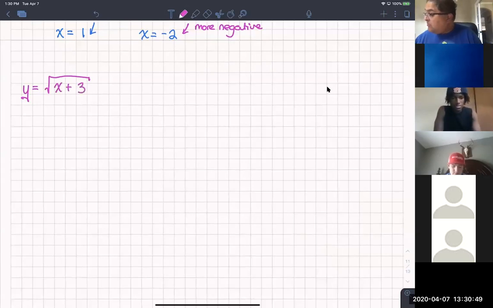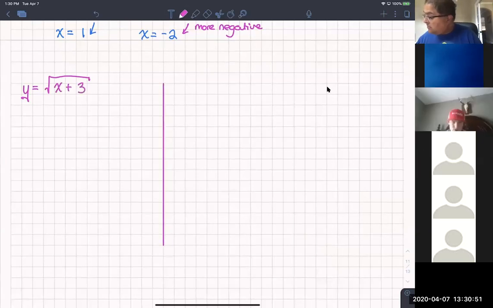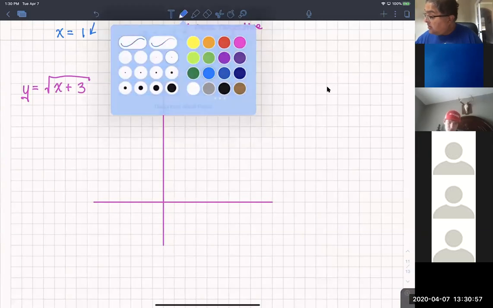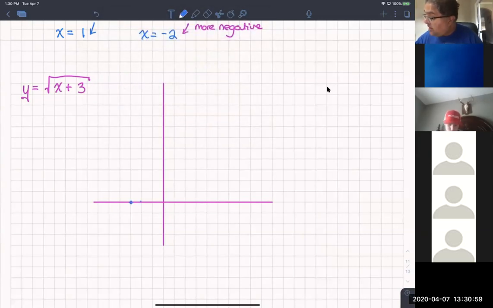So which way am I going to move this graph? To the left. To the left, how many units? 3. Okay. So 1, 2, 3. There we go.